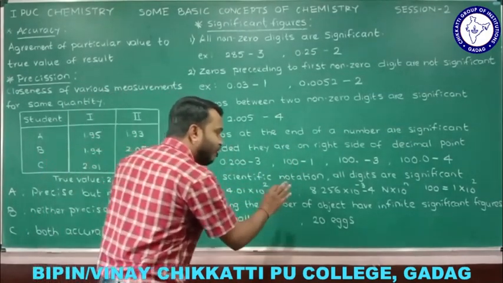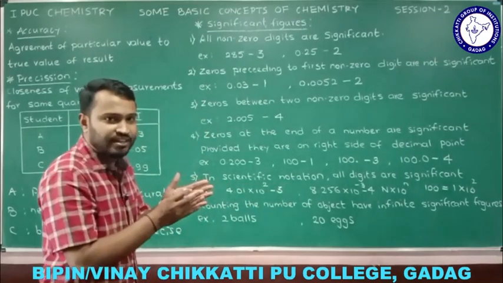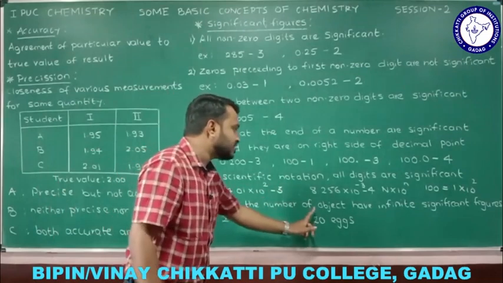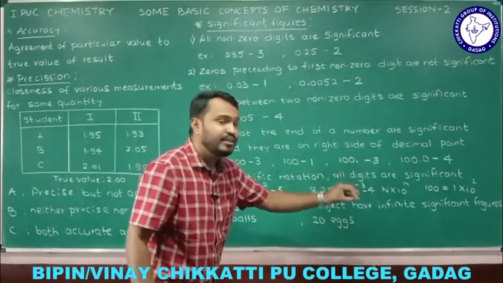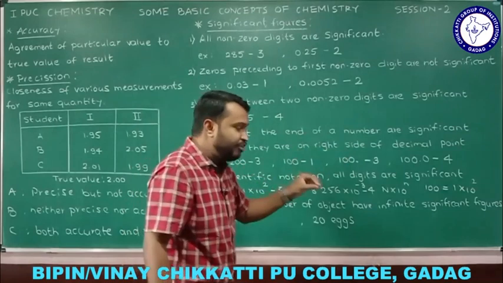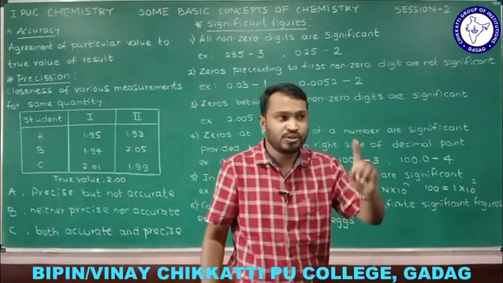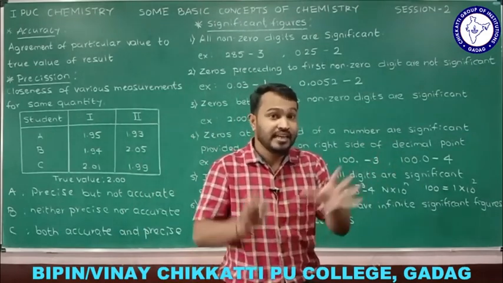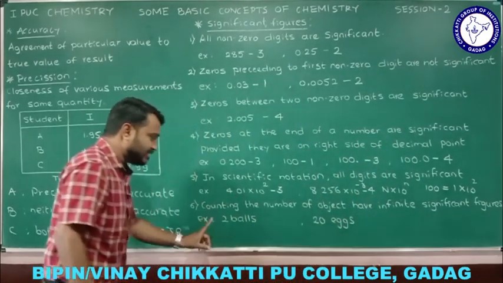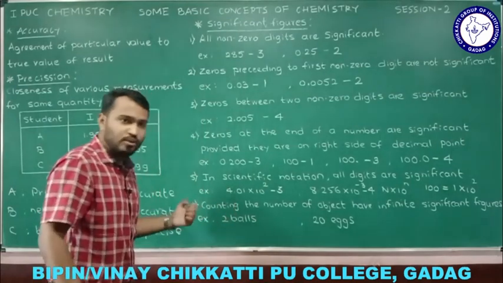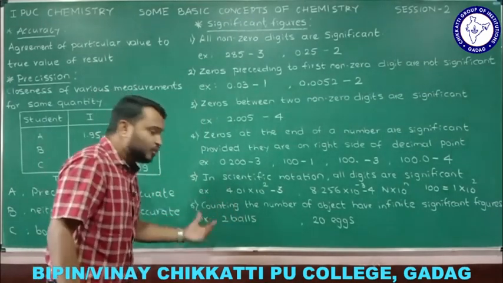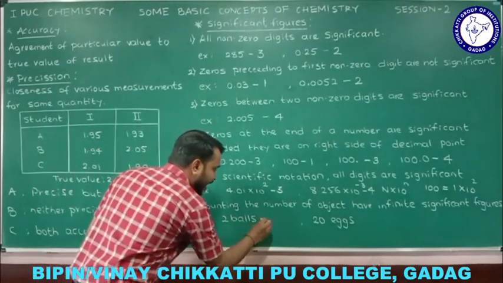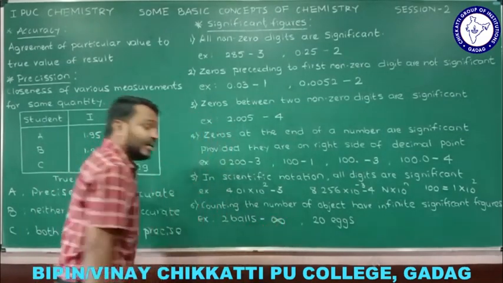Counting the number of objects. If you have objects and they are countable, counting the number of objects gives infinite significant figures. So here we have objects and you are supposed to count them, and how many significant figures are there? Infinite significant figures. Example, 2 balls. Ball is the object, and how many balls are there? 2 are there. So this is the counting object. Counting objects have how many significant figures?